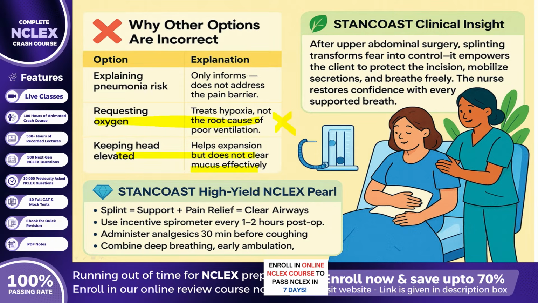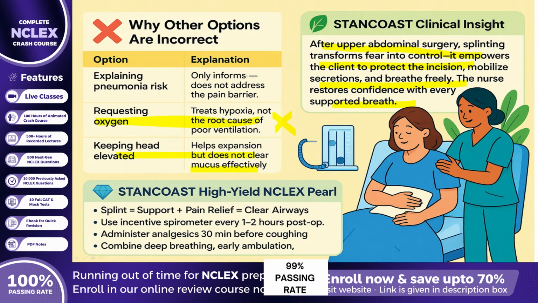Transitioning to Stancoast Clinical Insight. After upper abdominal surgery, pain limits the client's willingness to breathe deeply or cough effectively. Splinting transforms fear into control, allowing the client to protect the incision, mobilize secretions, and breathe freely. The nurse's role is not only to prevent infection, but also to restore confidence in every breath.